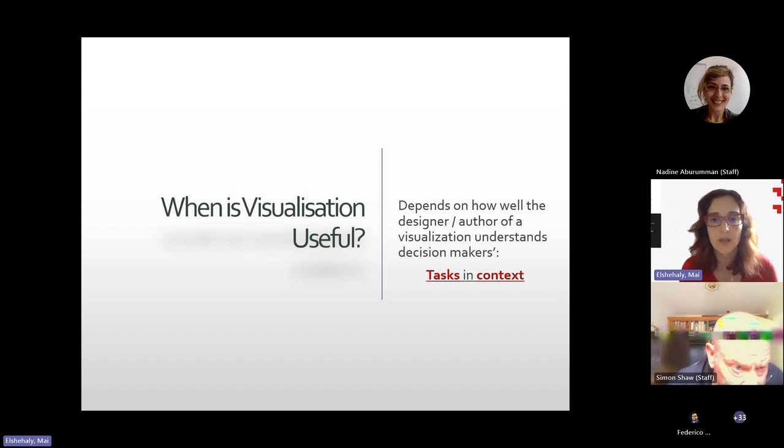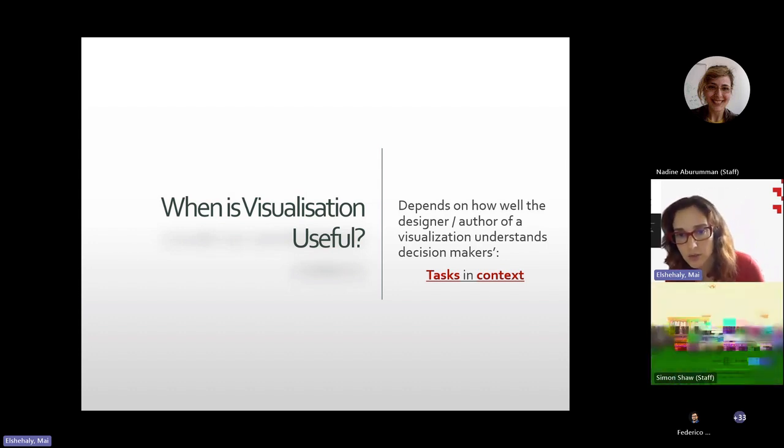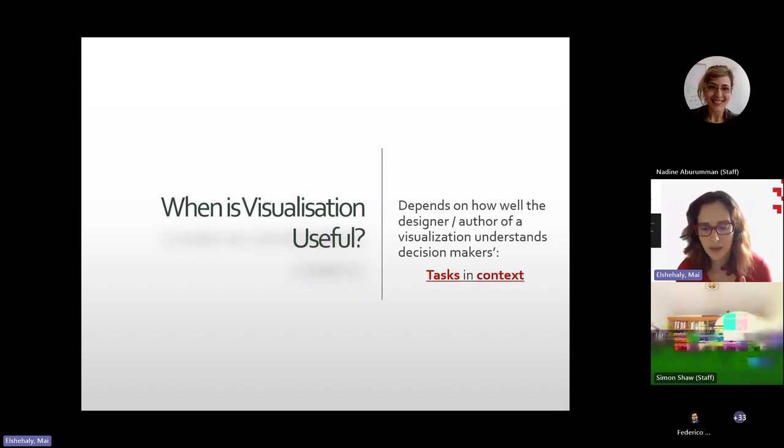So there really needs to be a clear definition of the tasks that decision makers are trying to achieve, not those of the data analysts, not those of the data workers. And we have a slightly different definition for these two roles.